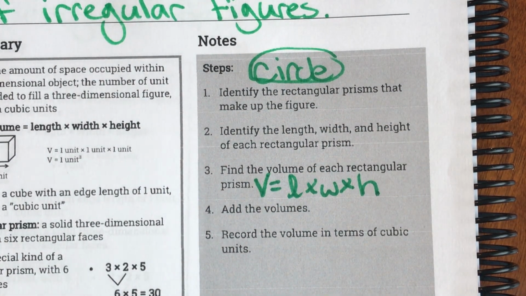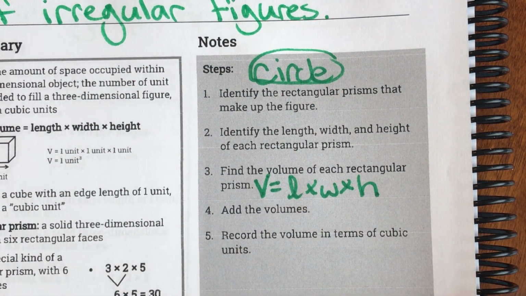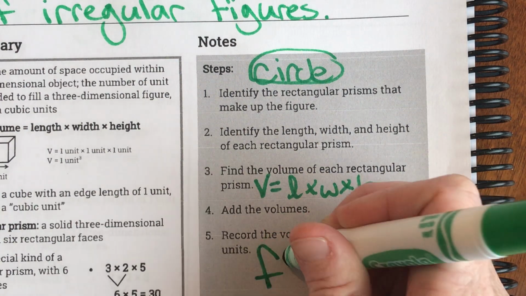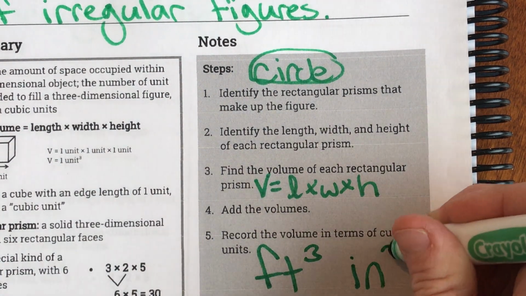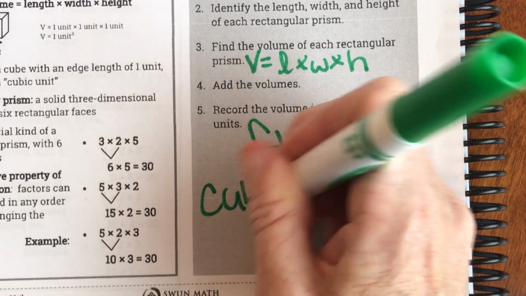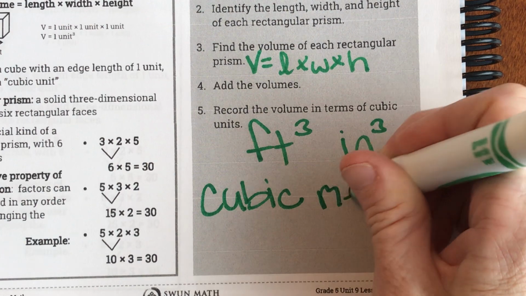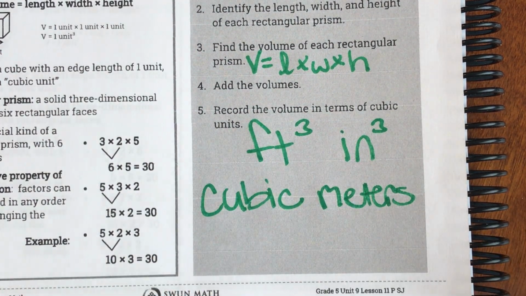And we're going to add our volumes and then make sure that we record our volume in terms of cubic units. So it might be feet cubed, could be inches cubed, or you could actually write out the cubic part. You could say cubic meters. But somehow we have to make it clear that we know that it's cubed.